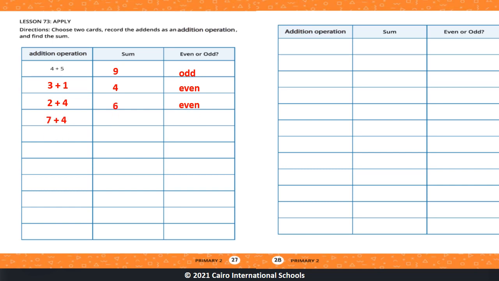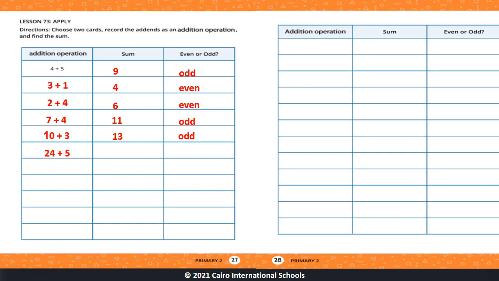7 plus 4. 7 in my mind, 4 on my fingers. After 7: 8, 9, 10, 11. 11 is an odd number. Look at the ones digit in 11. The ones digit in 11 is 1. 1 is odd. 10 plus 3 equals 13. 13 is an odd number. Look at the ones digit in 13. 3. 3 is odd.